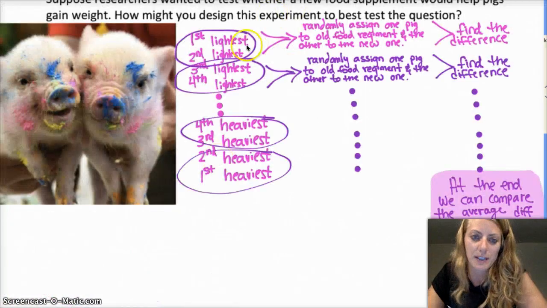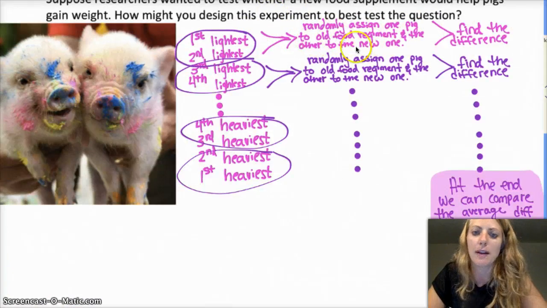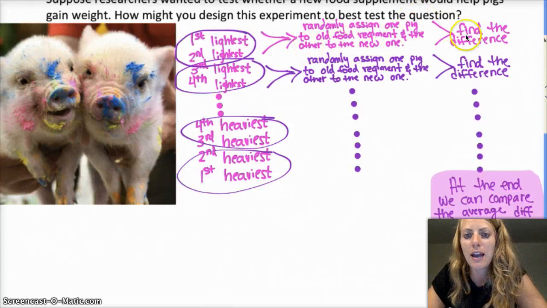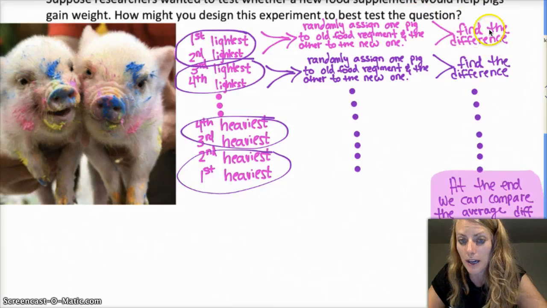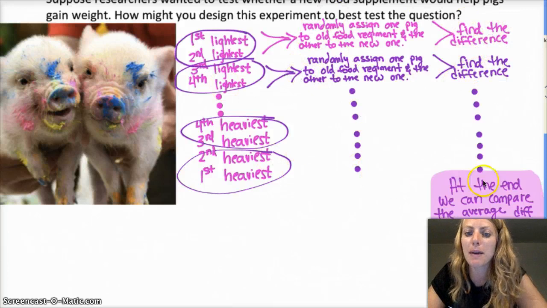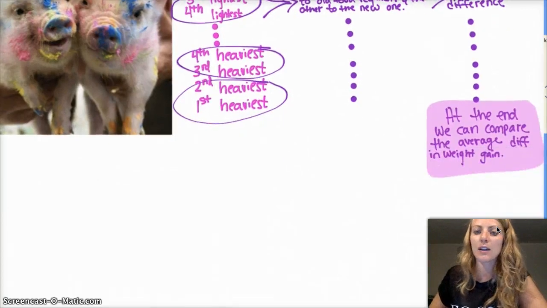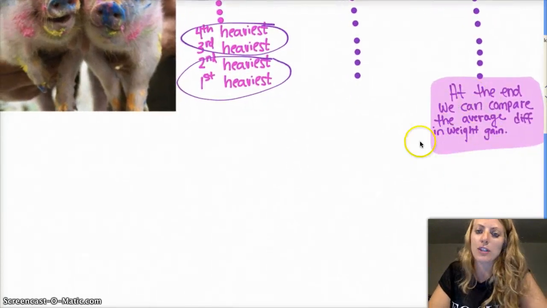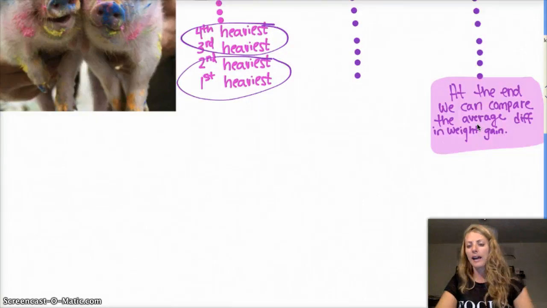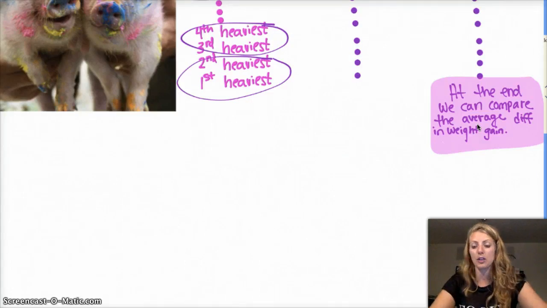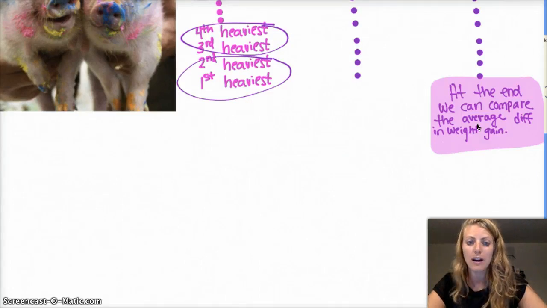So the idea with this one is after you pair them up, you randomly assign one pig to the old food and the other to the new one, and then you find the difference between those two pigs. And then you do this again and again and again. And basically at the end, you compare the average difference in weight gain. Not the difference of the averages, but the average difference that you observe between the old and the new.